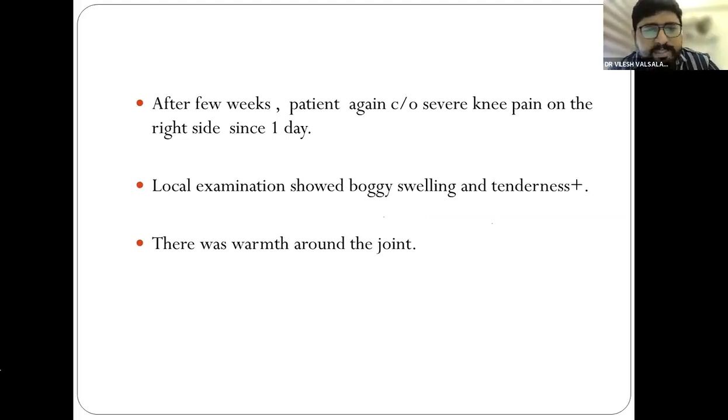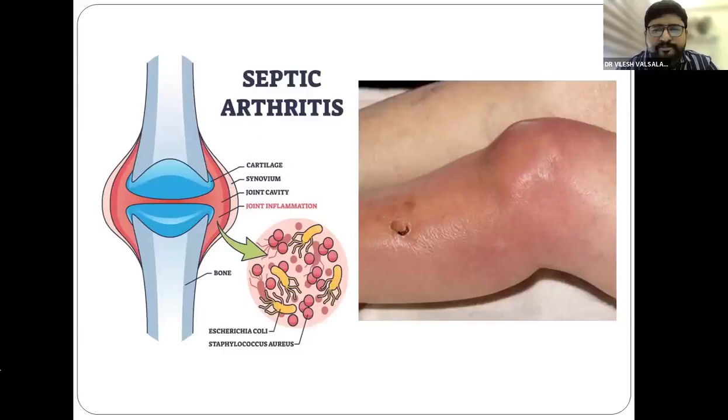Now after a few weeks, the patient again complains of severe knee pain. Now it is only on the right side. He is not complaining of pain on both sides. He is saying that the right side is more, and it has become very much worse in the last 1 day. Now when you examine locally, it shows a little boggy swelling. So there is some swelling around the joint, there is some pain and tenderness. There was warmth also, so there is some temperature around the joint.